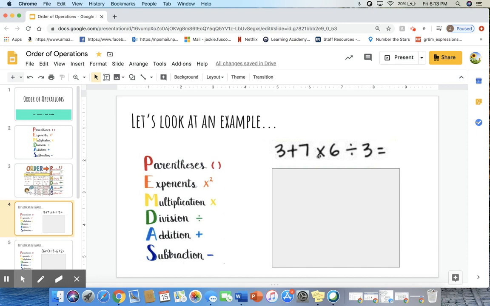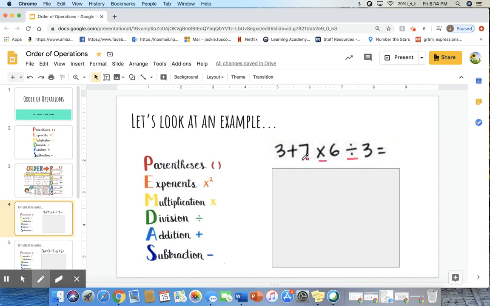So let's look at this example. 3 plus 7 times 6 divided by 3. First things first, are there any parentheses? I'm looking over here and there's no parentheses. Are there any exponents? I'm looking, no exponents here. Multiplication and division, I have to look for at the same time. So I see that there's multiplication here and I see that there's division here. Remember, I have to work from left to right.